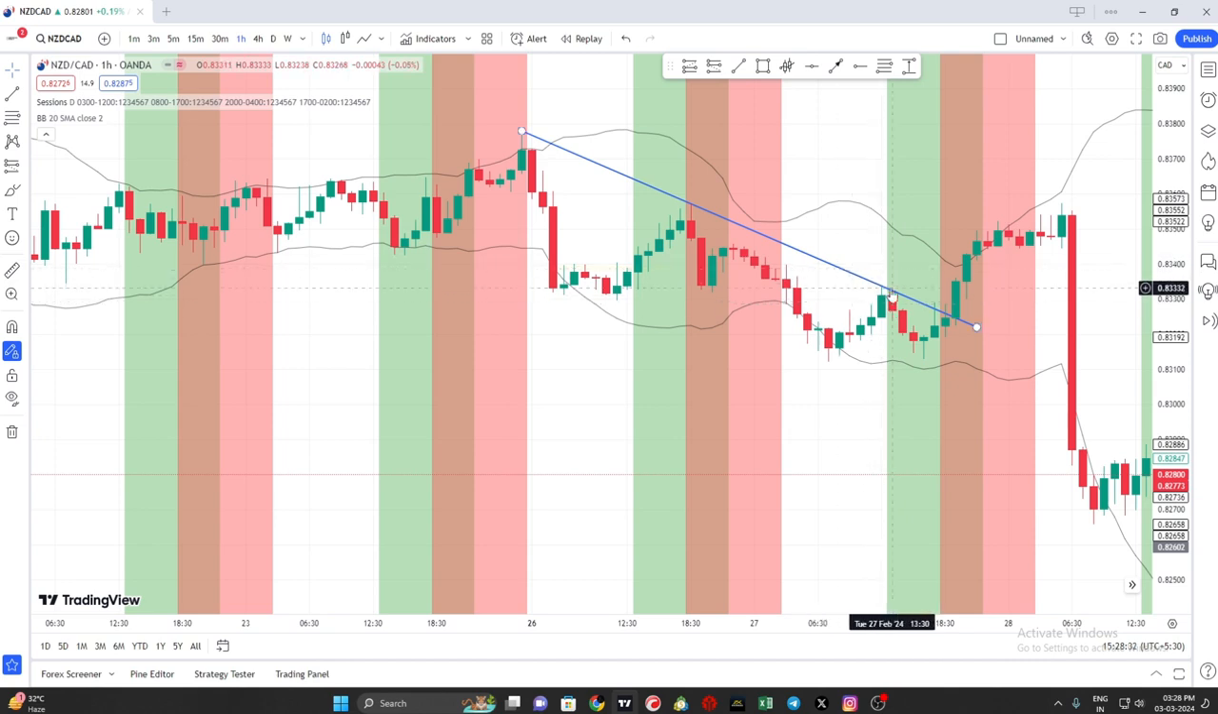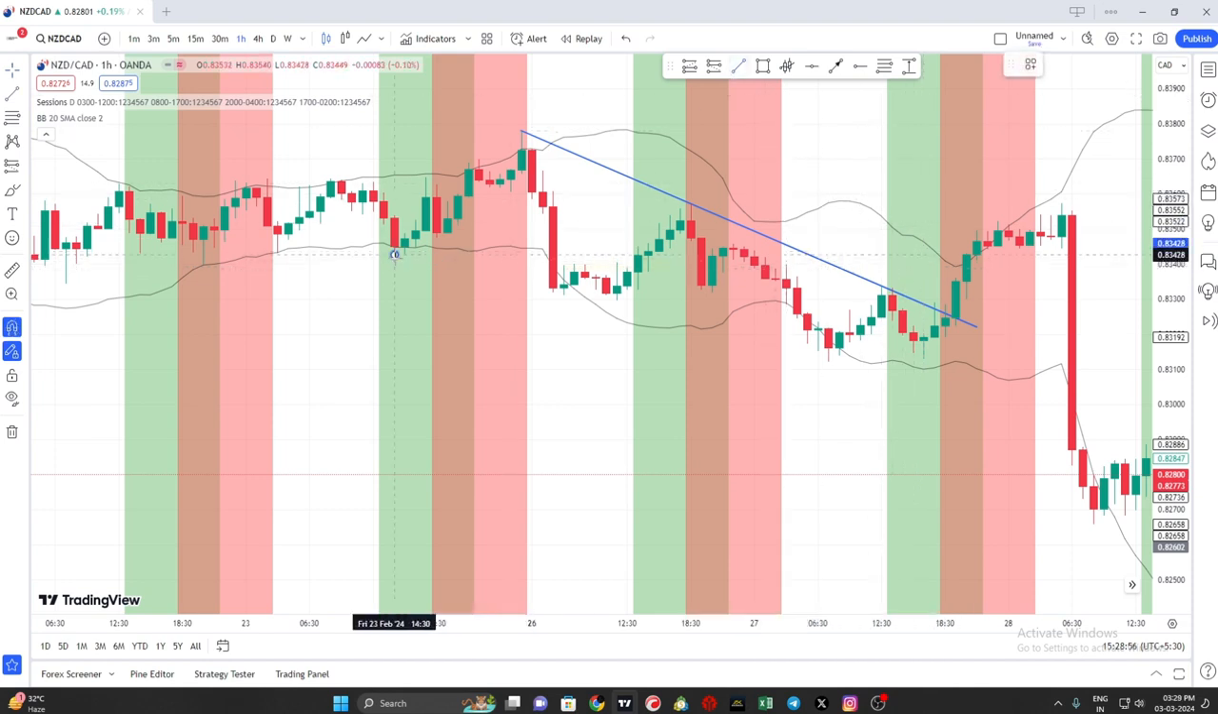It has taken resistance from the resistance trend line, but we can't take the trade. The reason is very simple: the candles were not touching the upper Bollinger Band. So one of our conditions has not been met, and if either of the conditions is not met, we cannot take a trade. We need all the conditions to align properly. All right, so here we can't take a trade.